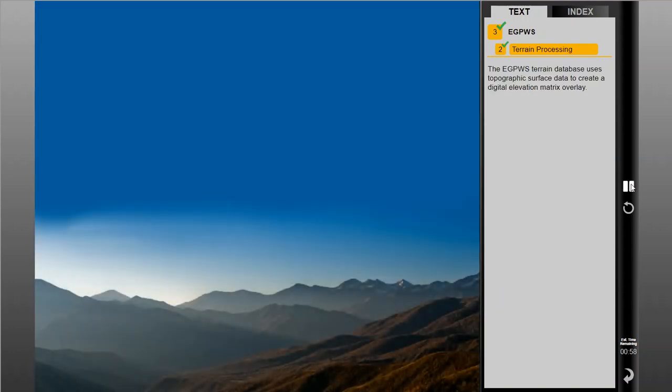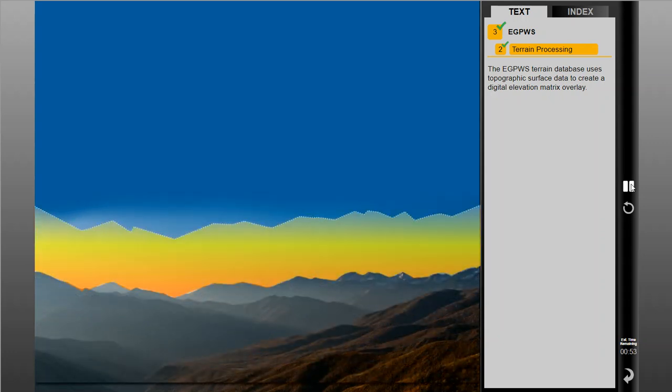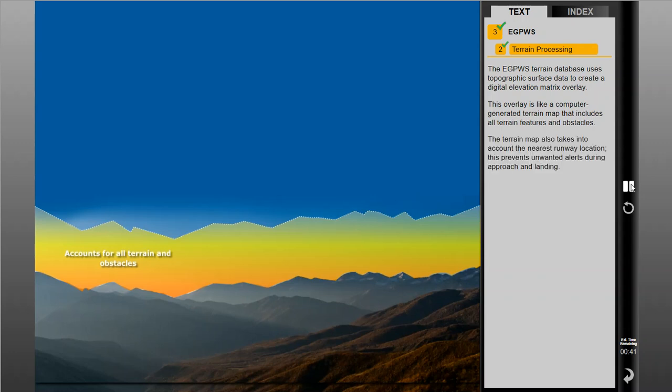The eGPWS terrain database uses topographic surface data to create a digital elevation matrix overlay. This overlay is like a computer-generated terrain map that includes all terrain features and obstacles. The terrain map also takes into account the nearest runway location. This prevents unwanted alerts during approach and landing.